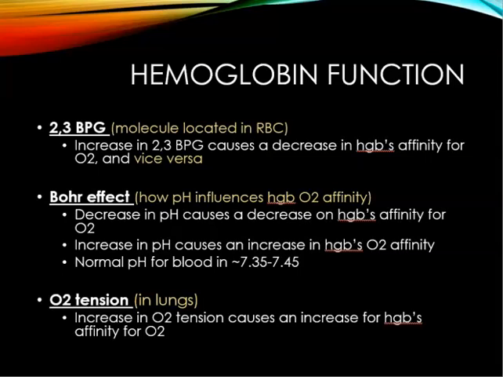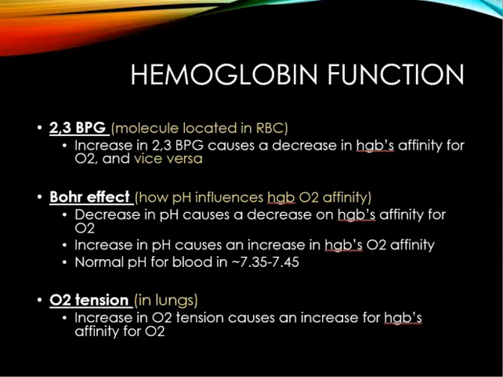So there's 3 ways that hemoglobin's affinity for oxygen can be affected. There's the 2,3-BPG molecule, there's the Bohr effect, and there's O2 tension. So we're going to talk about each one of these.